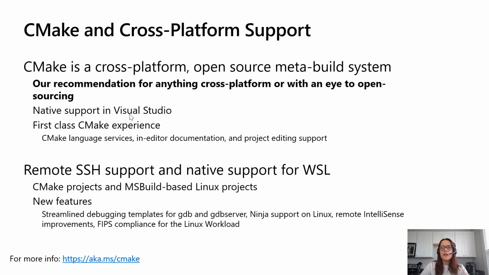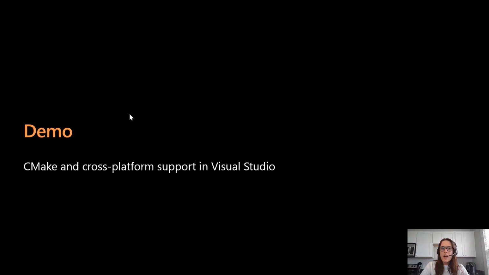And our cross-platform support is an area that we continue to invest in, and some of the new features that have been added in the past releases include first-class support for GDB server, streamlined debugging templates for remote debugging with CMake projects, Ninja support on Linux, and some improvements to our remote IntelliSense, which provides IntelliSense as if you were working natively on your remote system. So with that, I'm just going to hop right into a demo where I show you some productivity features and give an update on our CMake and cross-platform support in Visual Studio.